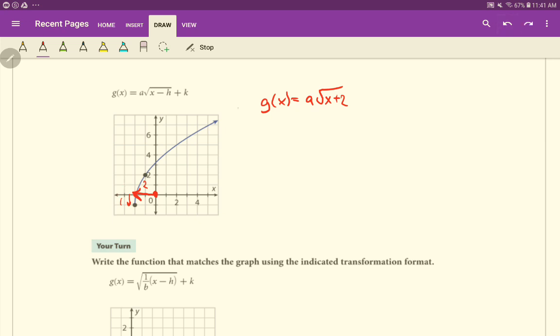We also need to shift down 1, like we see right over here. So how do we shift down 1? Well, that's where that k is going to come into play. And what do I put in there for that k? To go down 1, we subtract 1, like that. Now we're not quite done yet, because I still have to figure out what this a value is.